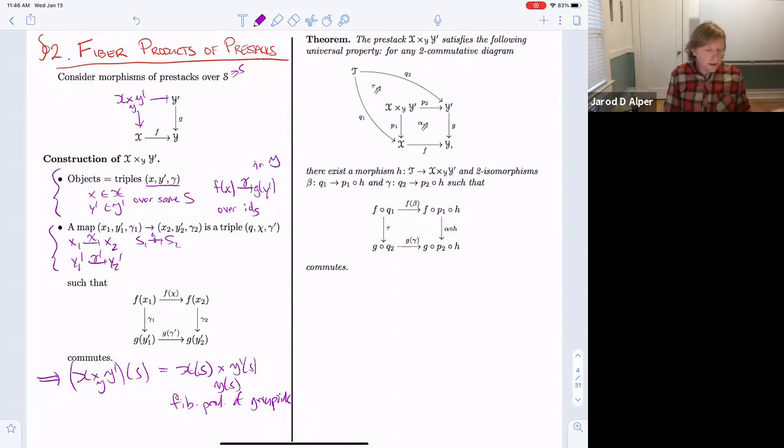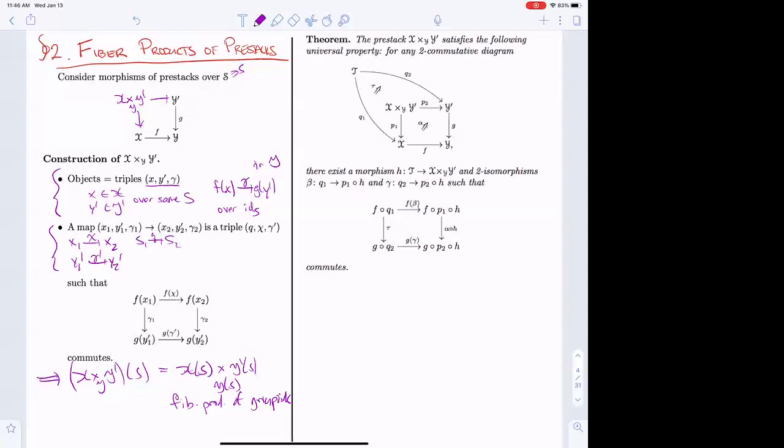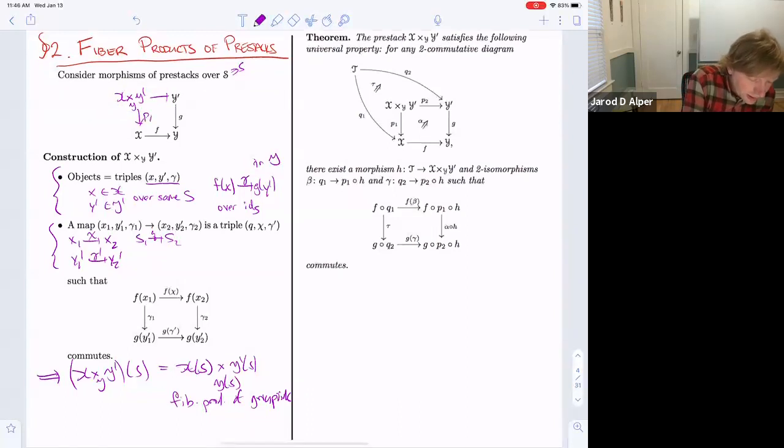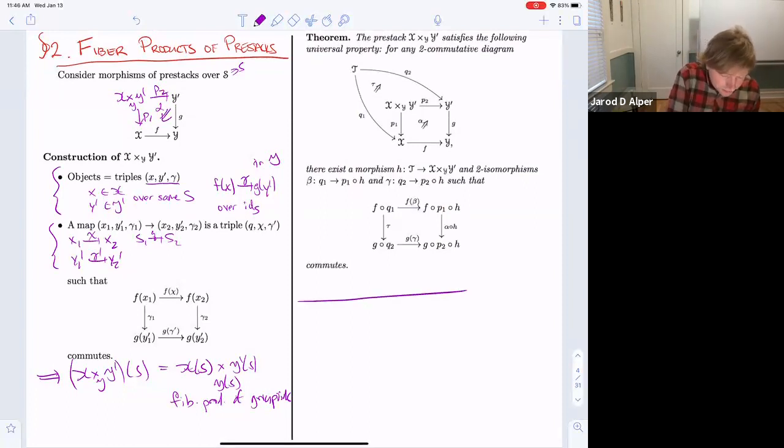But let me tell you, what this gives then is a pre-stack here, and it's clear that we have these natural projections both onto X and onto Y prime. And I also claim that there's a two commutative arrow here, and maybe I'll do that at the bottom right hand side here. Alpha goes from G composed with P2 to F composed with P1. And so this is a two-morphism.